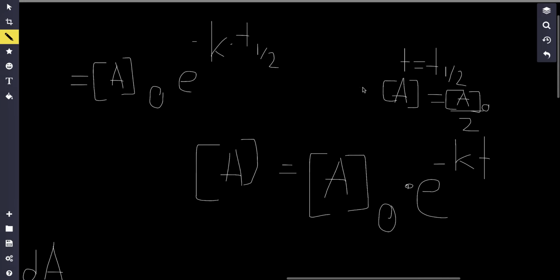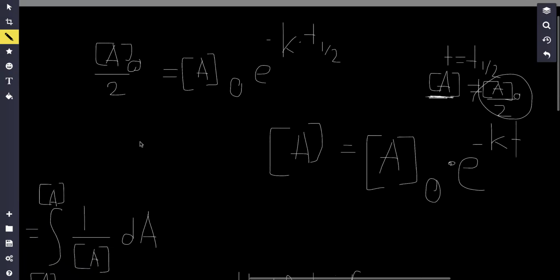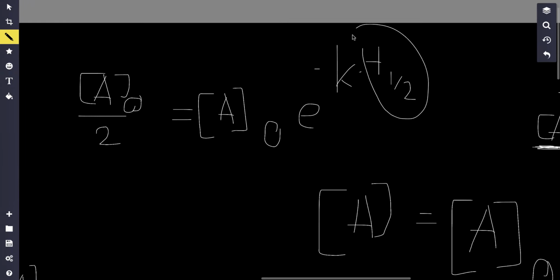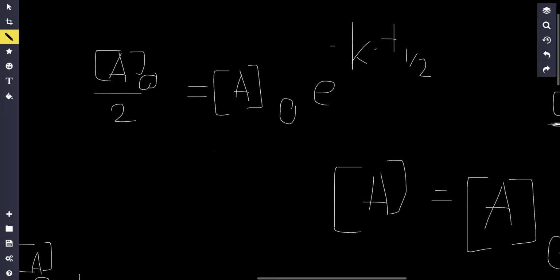But then on the left-hand side of the equation, instead of the concentration of A, I'm going to substitute the initial concentration divided by 2. The initial concentration, half the initial concentration. All right, so this is essentially what we have. And we want to solve for the half-life. So how do I solve for the half-life?